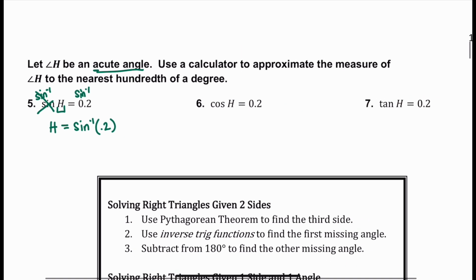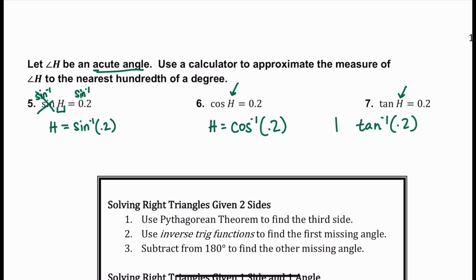Now to get cosine, I just can use the inverse. I want the angle, so I use the inverse cosine of 0.2. And to get h in the third one, I'd use inverse tangent of 0.2, and that will give me h. Okay, so all three of these are different values.